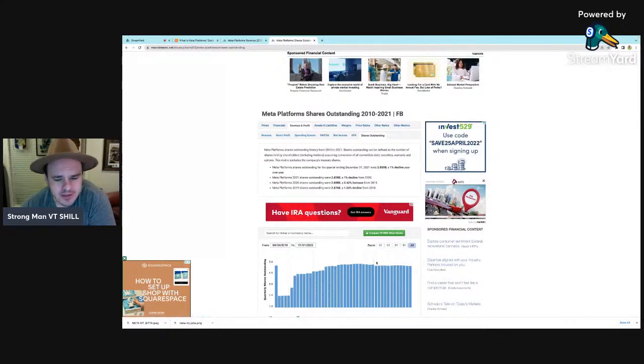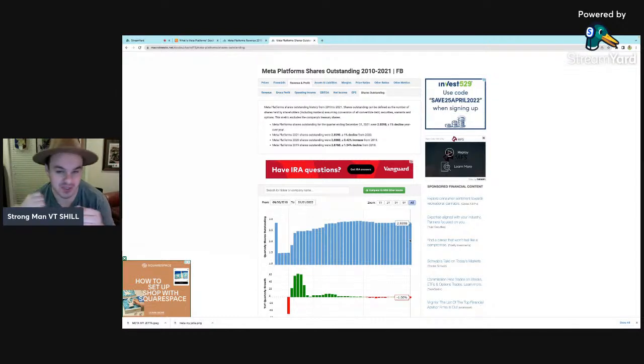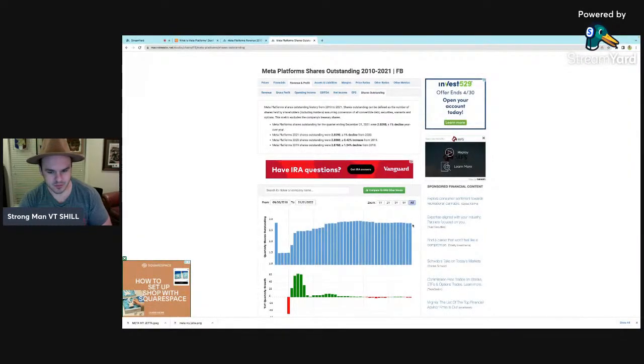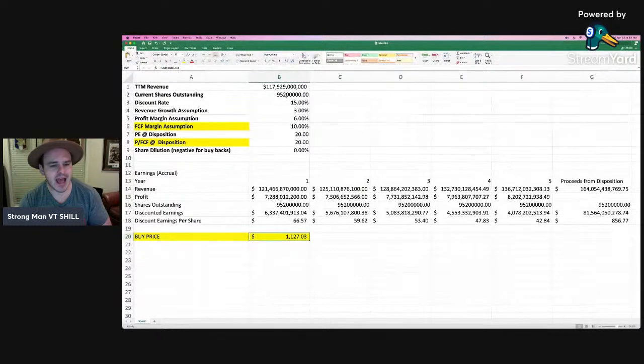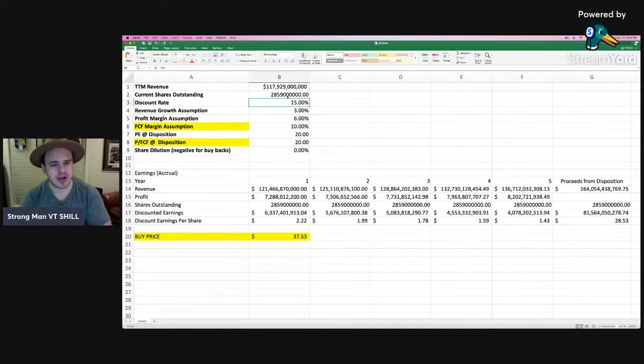So how many shares do they have outstanding? Outstanding is shares that are actually traded by the public. When companies buy back shares, those are called treasury shares, and those don't count as outstanding. They're counted as issued, but not as outstanding. So right now they have 2.859 billion shares outstanding.